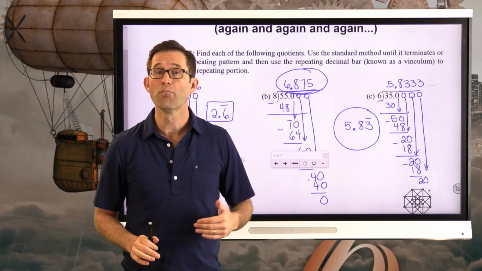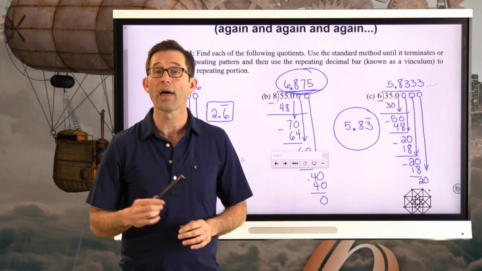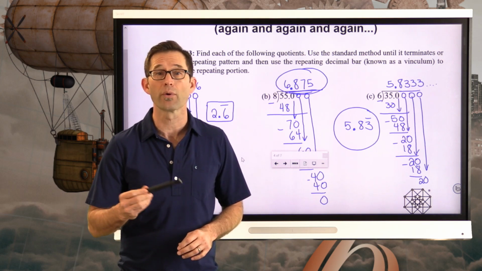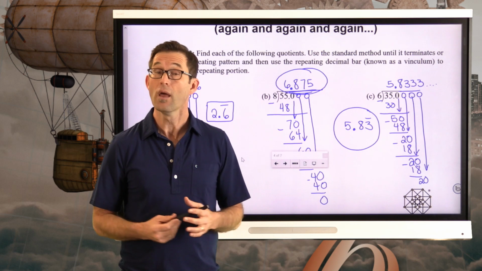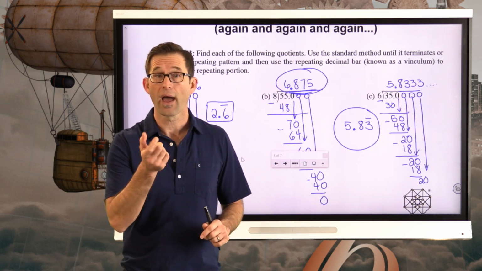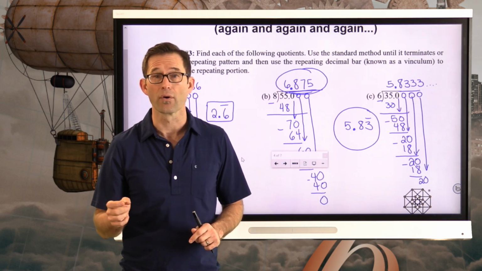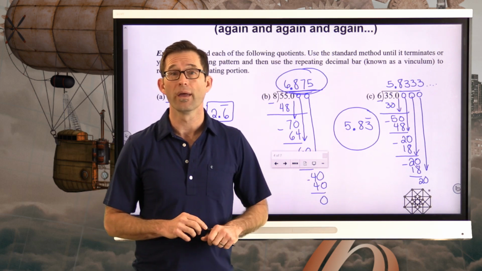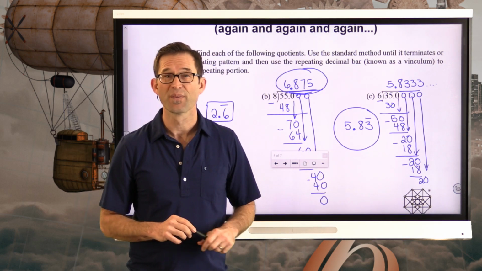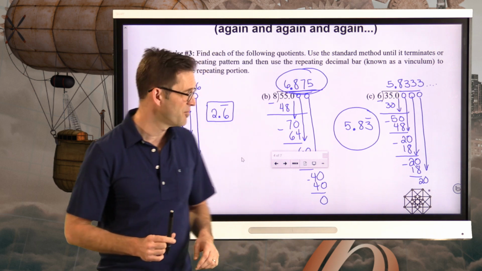In fact, if I put the bar above the 8 and the 3, then that implies it should be 5.83838383838383, which it's not. By the way, that can happen. You can certainly have a 2-digit repeating pattern. It doesn't have to be a 1-digit repeating pattern, but it isn't that way in this case. All right, let's keep going.